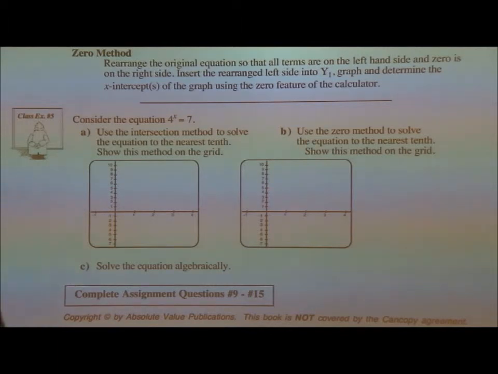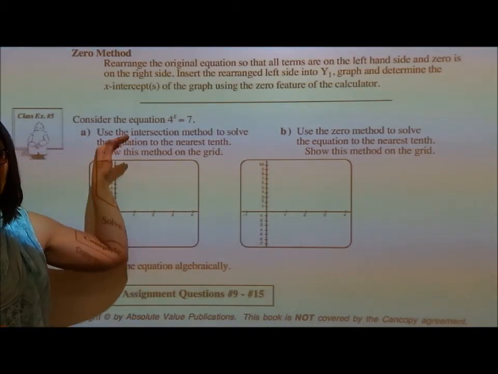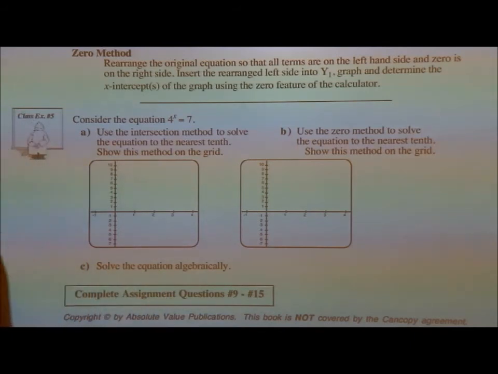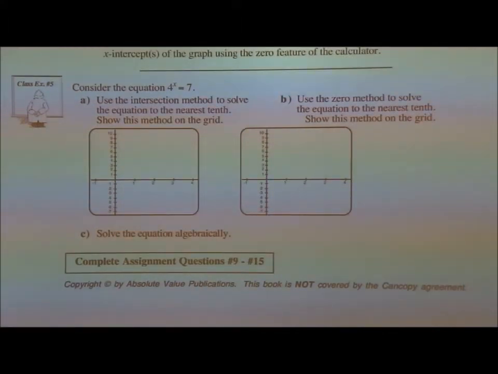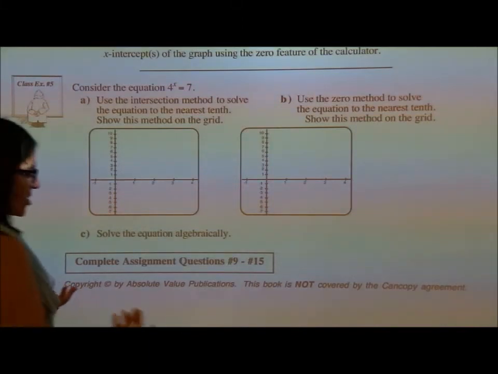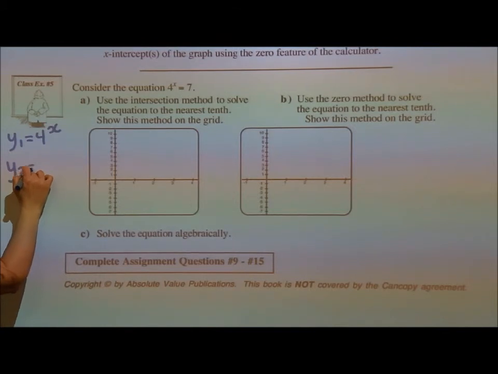If the question says determine the value to 2 decimal places, or to the nearest tenth, or to the nearest hundredth, you could do this graphically. And if it's a multiple choice question, you could do this graphically and then convert all of your answers into decimal approximations and see which matches. So if I have 4 to the power of x equals 7, it's a question that we've already solved. If I wanted to use the intersection method, I would let y1 equal 4 to the power of x, and I would let y2 equal 7.